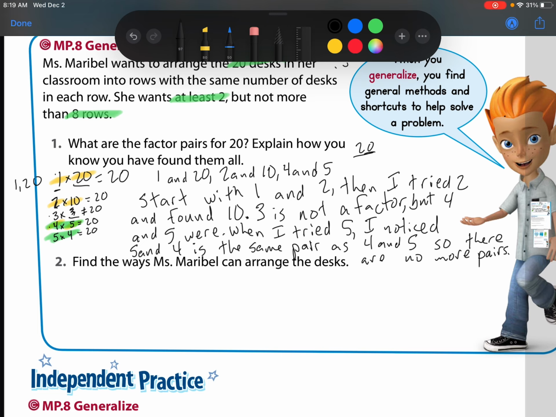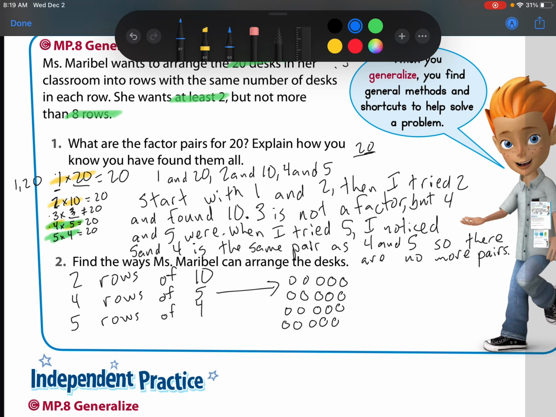So what does that mean? Well, I could have 1, 2, 3, 4 rows of 5. So here's my 4 rows, and there's 5 in each row. Or I could have done it this way.